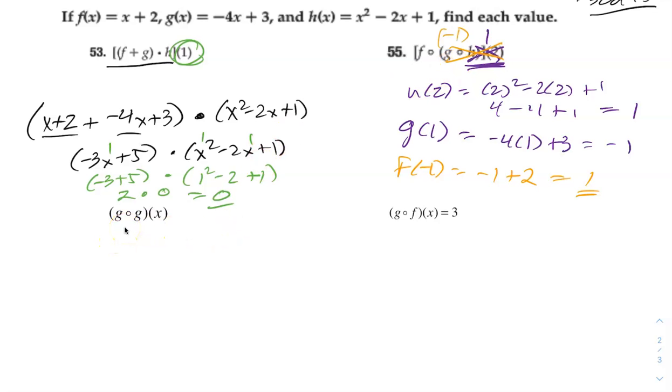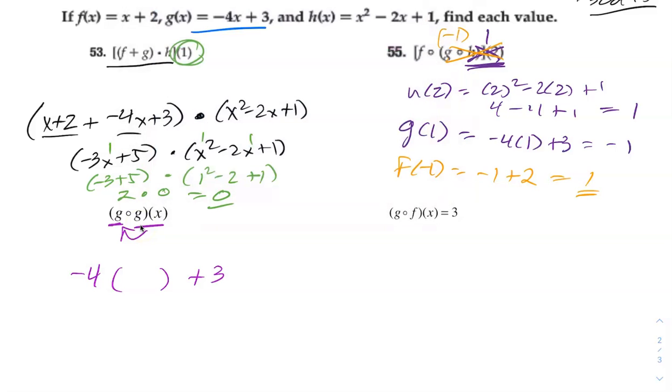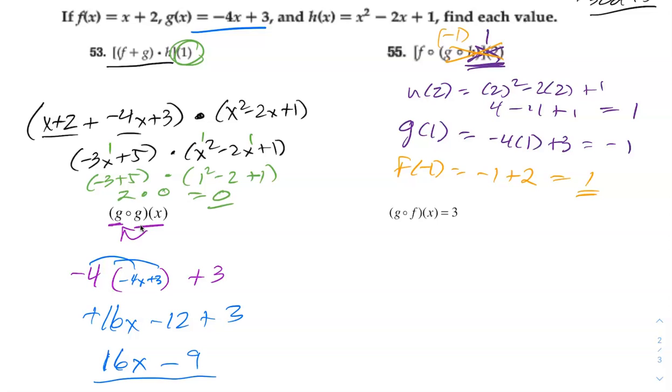g of g of x. Now this one I can't do that way because there's no value. So I just literally have to plug g into g. So what is g? g is this, negative 4 times something plus 3, right? That's what g is. And we're going to plug g into it. So then you can tell yourself, what's g? Well, g is the same thing, negative 4x plus 3. So, inception. Then we distribute, and I get positive 16x minus 12 plus 3. So 16x minus 9. That would be my answer.